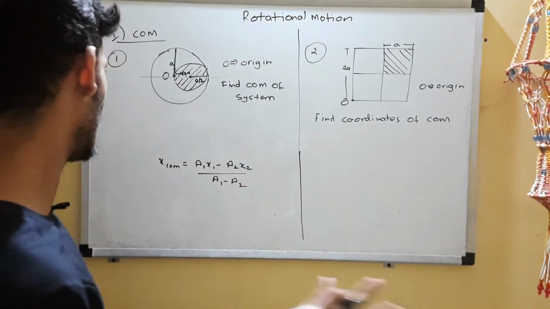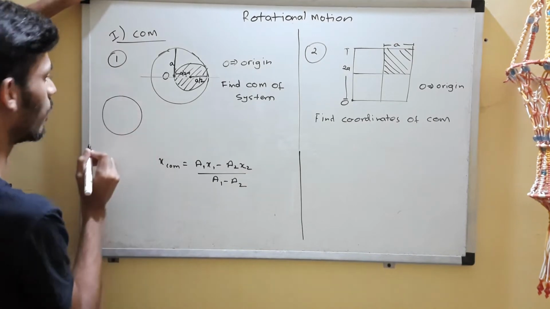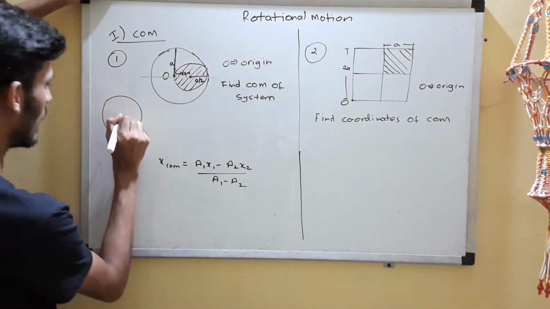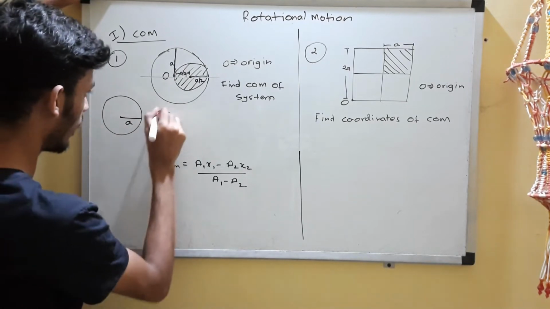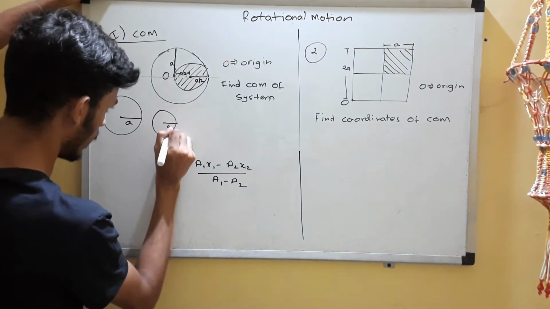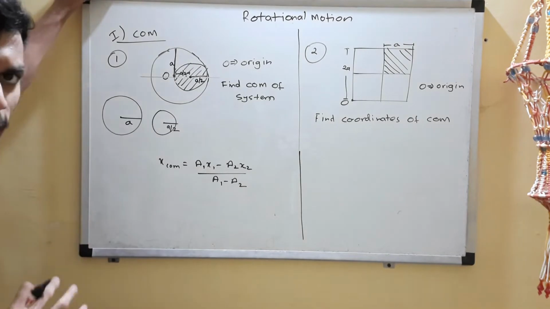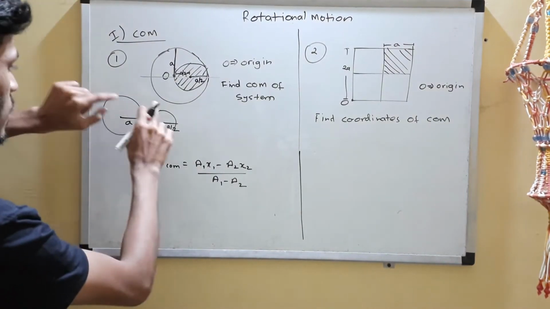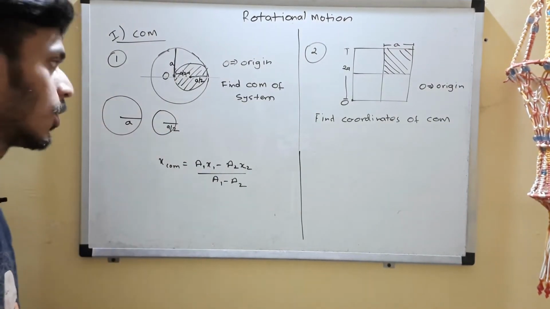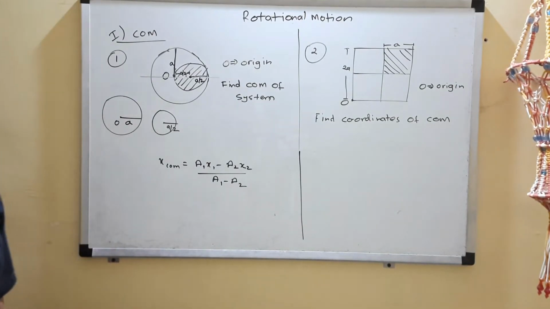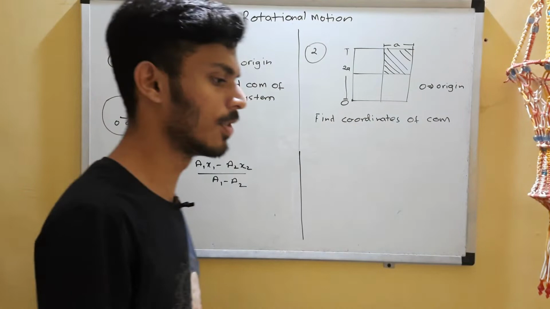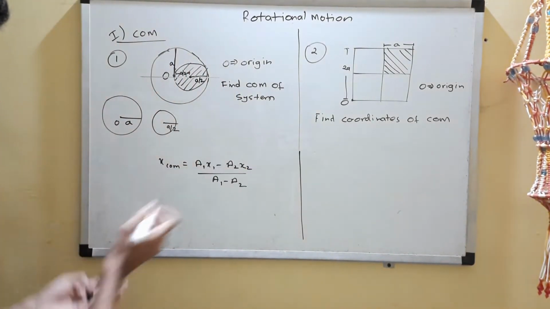Okay, so let's picture that. We'll break this into two areas. First is the bigger area, the bigger circle, and then we have the cutout piece, which is this one. So it's like this. This is the original circle and this is the cutout piece. If we had the original circle, where would be its center of mass? Its center of mass would be, of course, at its center, right?